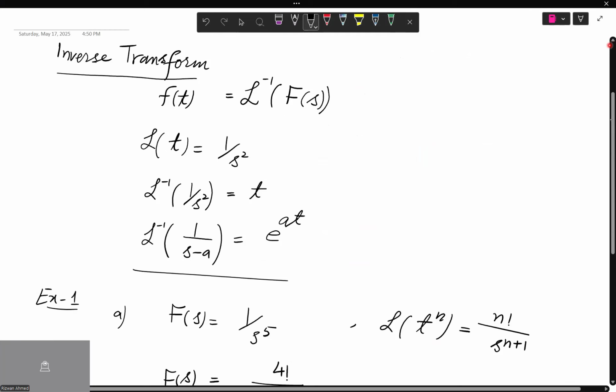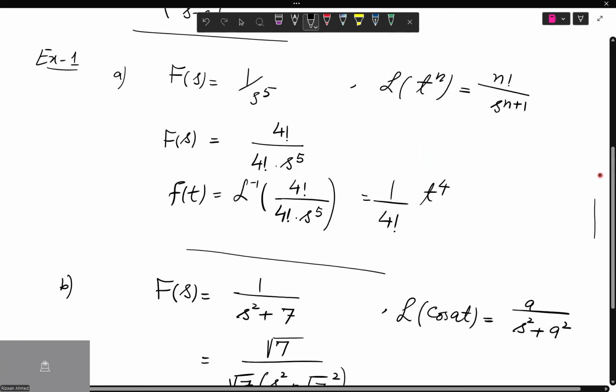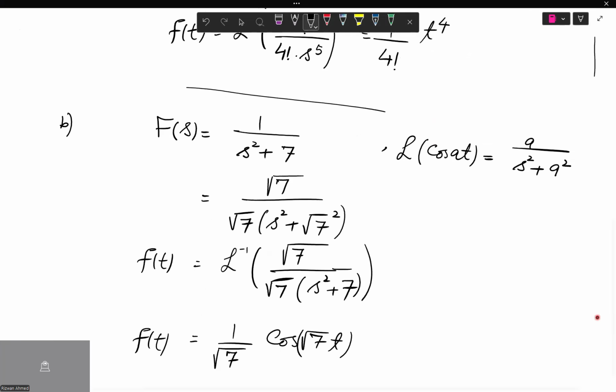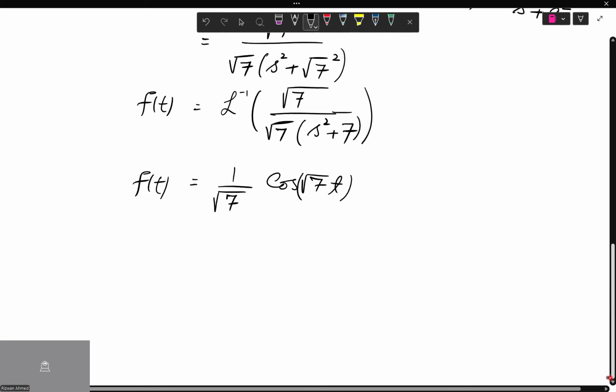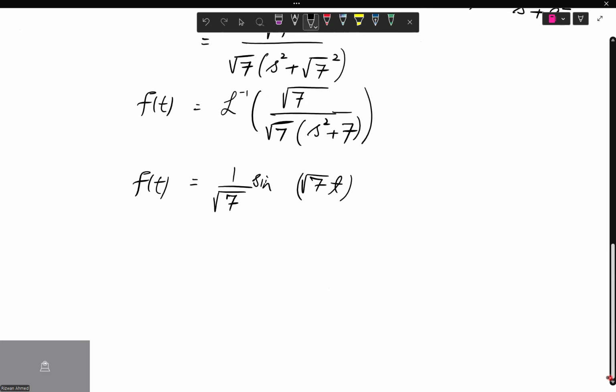So it requires practice. Sine of at, its Laplace transform is this one. And therefore this must be corrected as sine of this function.